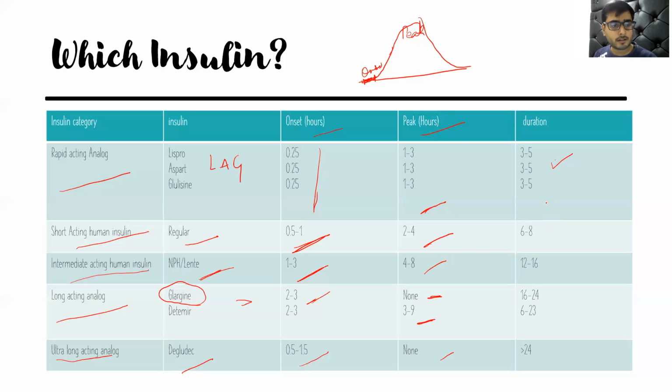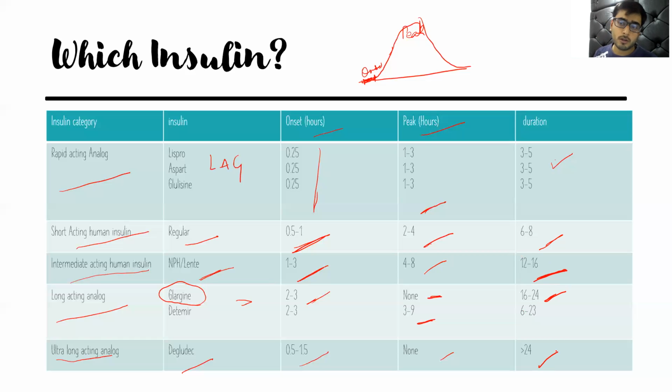Coming on to the short acting insulin, the duration is 6 to 8 hours. Intermediate acting human insulin is 12 to 16 hours. You can remember it by its name, intermediate acting: it's somewhere between long acting and rapid acting insulin. So it acts for a period of 12 to 16 hours. And long acting insulin acts for almost 16 to 24 hours, and ultra long acts for more than 24 hours.